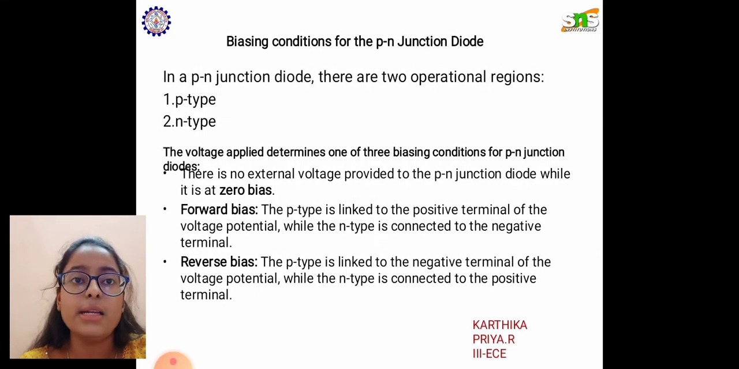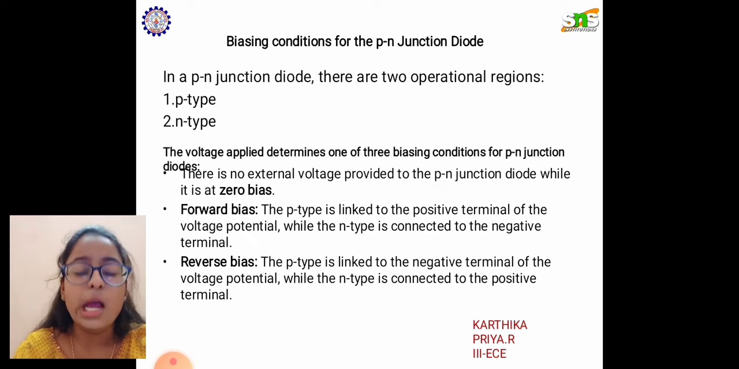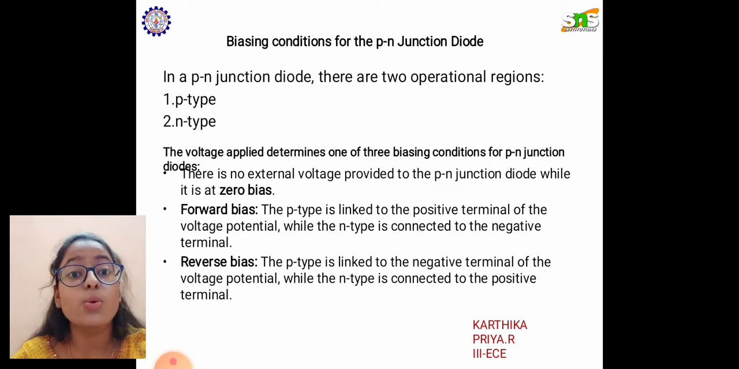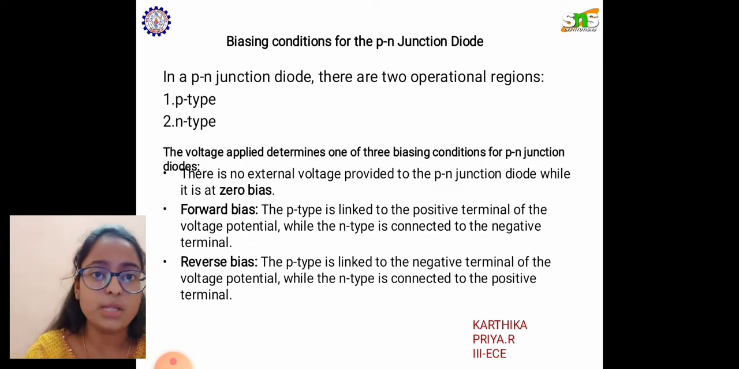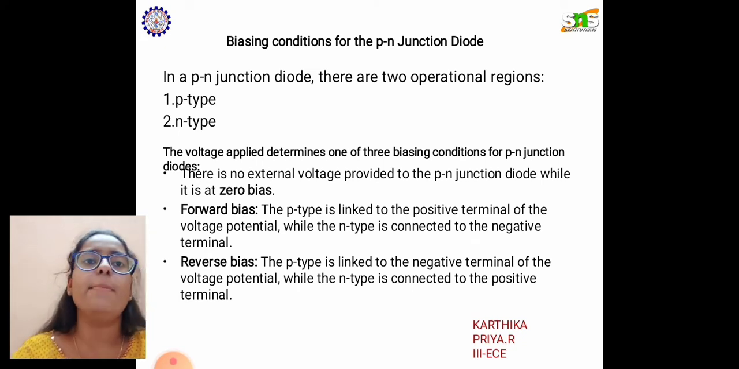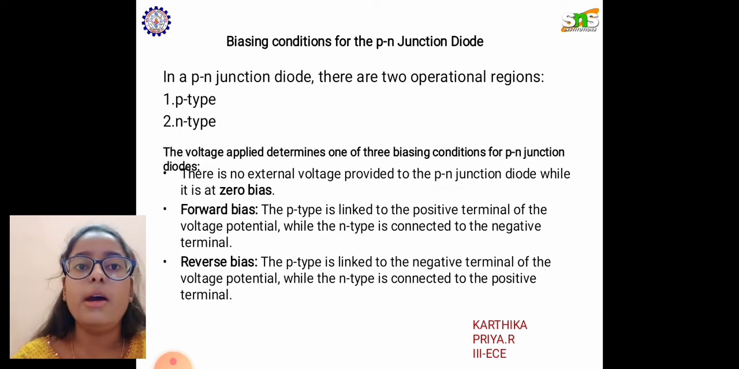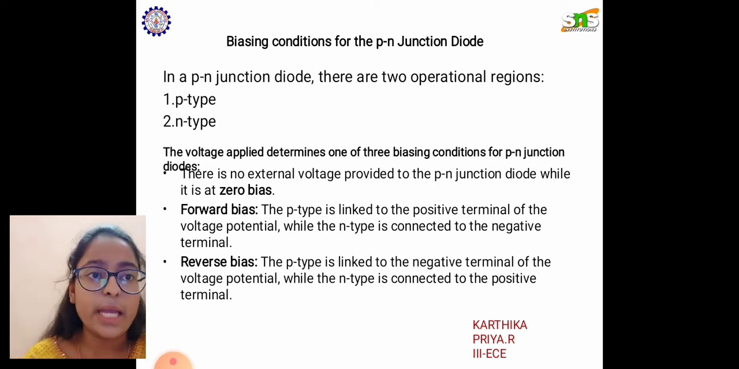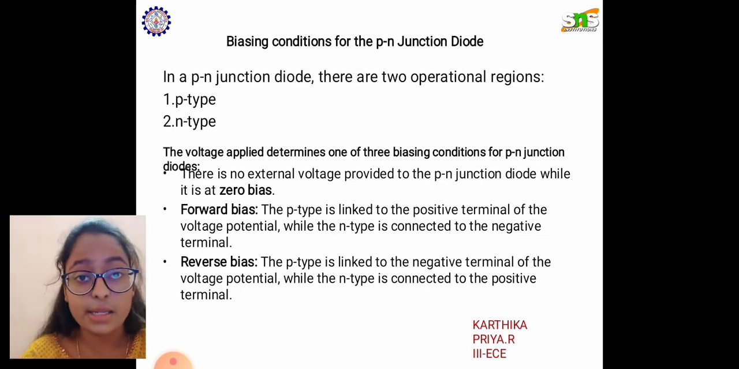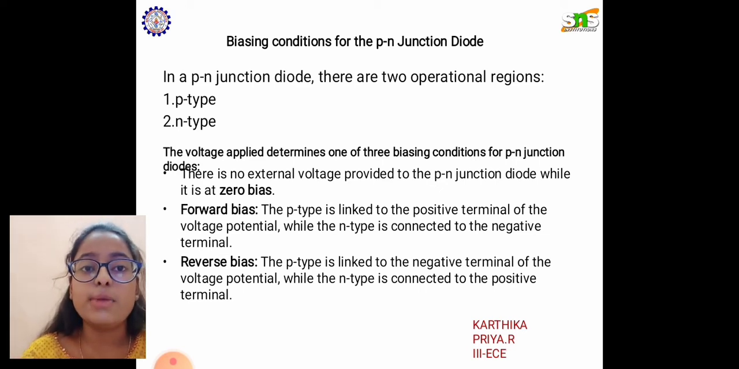And the next slide is about biasing conditions for the PN junction diode. In a PN junction diode, there are two types of operational regions. One is P type and the next one is N type. The voltage applied determines one of three biasing conditions for PN junction diodes. First one is when there is no external voltage provided to the PN junction diode, which is at zero bias. Next one is forward bias.